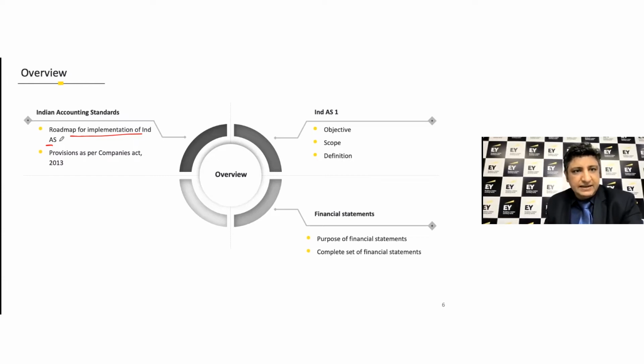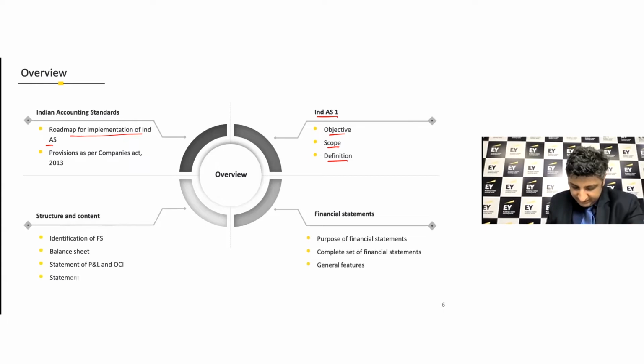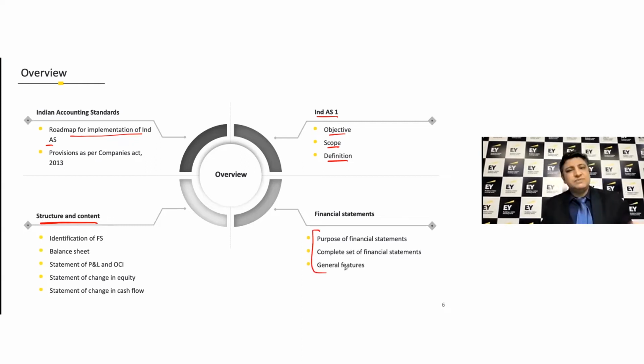And then if all companies are required to follow Ind AS, then what is all covered, for example, within the Ind AS in the context of the structure and content of these financial statements. And of course, we also want to address what is the objective of having these financial statements, what are the components of these financial statements, and what are the general attributes or features of these financial statements. That is something we want to talk about.